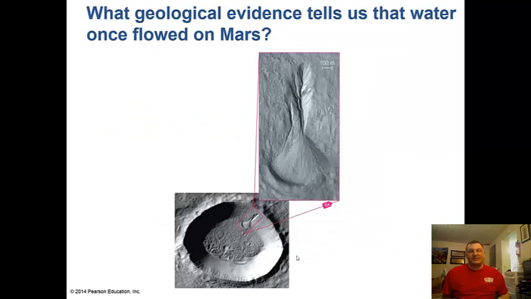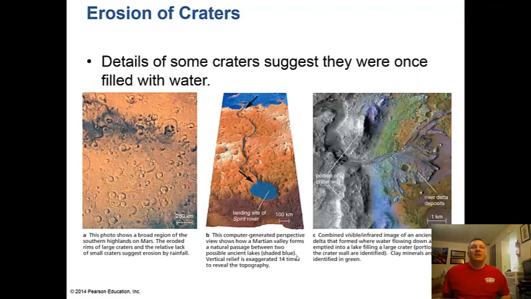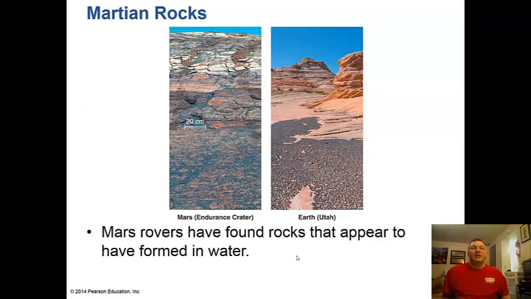There is evidence of features that show us that water once flowed on Mars. There are dry riverbeds. Close-up photos of Mars from our spacecraft have shown what appear to be dried-up riverbeds. The details of some of the craters on Mars suggest that they were once filled with water and have now eroded and evaporated. The rocks on Mars have shown us, from the Mars rovers Spirit and Opportunity and Curiosity, that rocks appear to have been formed in standing water.